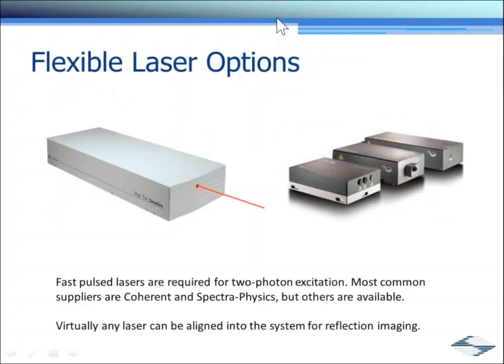Laser options, of course, the laser is one of the most important components of the two-photon microscope. On the left, we see Spectra-Physics lasers. On the right, we see Coherent lasers. Those are the two most common options for most of our two-photon customers. However, there are some other emerging laser manufacturers making pulsed titanium sapphire lasers, which are required for two-photon excitation. However, it's also important to note that you do have additional beam access, you could say, with this microscope, and I'll show some of the options there. But for things like photostimulation or reflection imaging, virtually any laser can be aligned into this microscope.